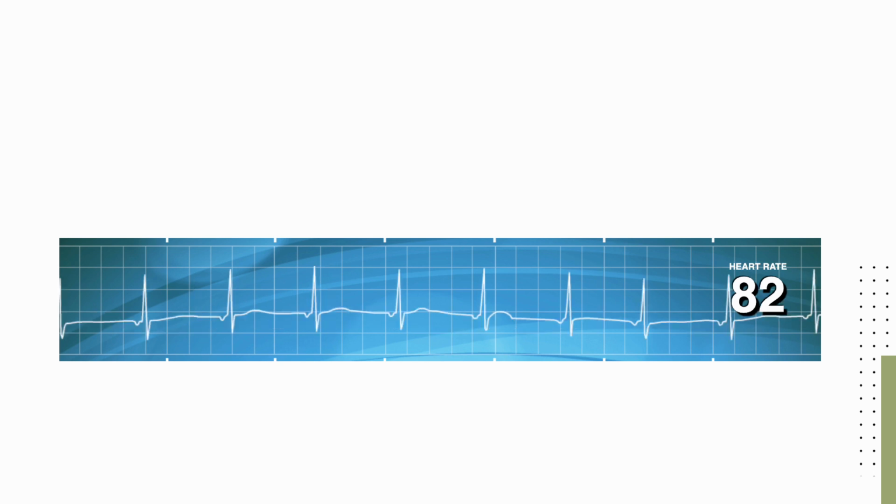Our next rhythm, as we see, has an inverted P wave with a very, very short PR interval. This is also a junctional rhythm. However, because of the accelerated rate of 82 beats per minute, higher than our 40 to 60, this is termed an accelerated junctional rhythm. Causes of acceleration include things like catecholamines or ischemia.